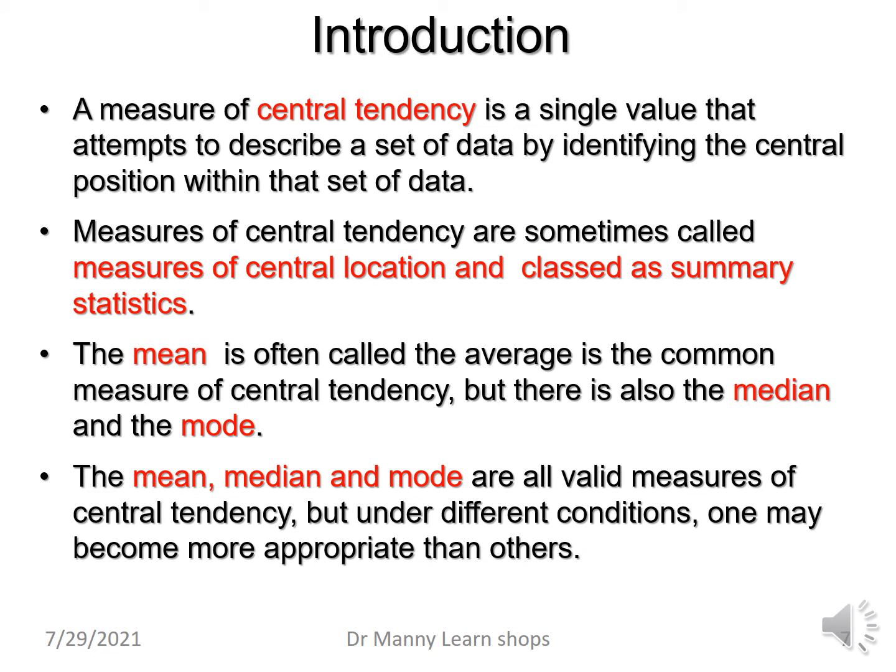So let's introduce. A measure of central tendency is a single value that attempts to describe a set of data by identifying the central position within the data set. The measures of central tendency are sometimes called measures of central location and are classed as summary statistics. The mean is often called the average, and it's the most common measure of central tendency. But there's also the median and the mode. The mean, median and mode are all valid measurements of central tendency. But under different conditions, one may become more appropriate than another, as we'll see.